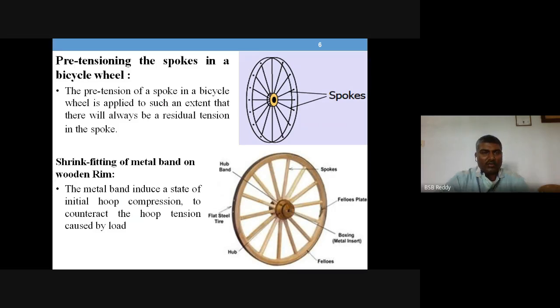And another example from daily life is a bicycle wheel, that everybody knows. What does a bicycle wheel spoke do?